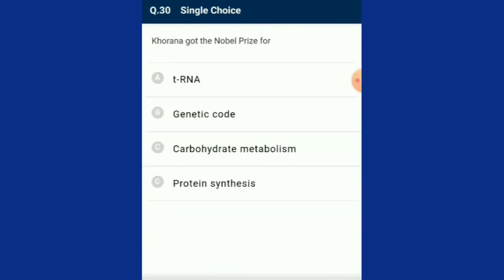Question number 30. Khorana got the Nobel Prize. Marshall Nirenberg and Har Gobind Khorana determined the sequence of bases coded for which amino acids with the help of experiments. The genetic code is a triplet code. Each codon is made up of three adjacent nitrogen bases. 61 codons code for amino acids and 3 codons do not code for any amino acids. Hence, they function as stop codons. The answer is option B. Khorana got the Nobel Prize for the genetic code.